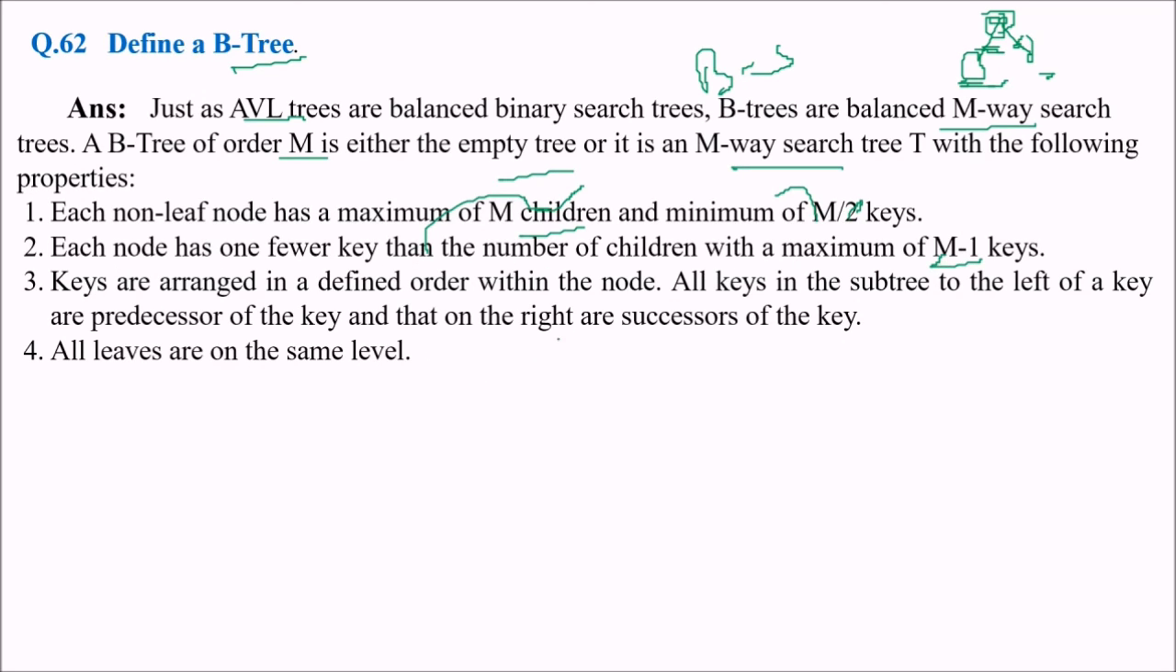And keys are arranged in a defined order within the node. So all keys in the subtree to the left of a key are predecessors of the key, and those to the right are the successors of the key. And all leaves are at the same level.